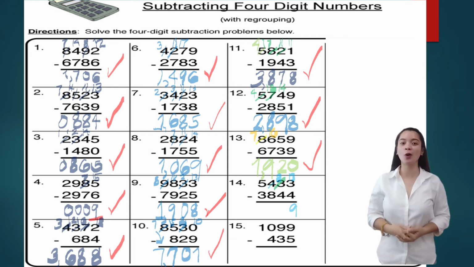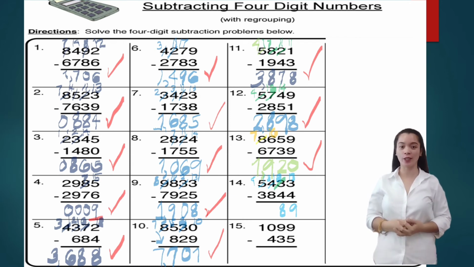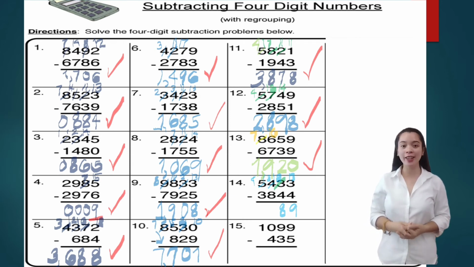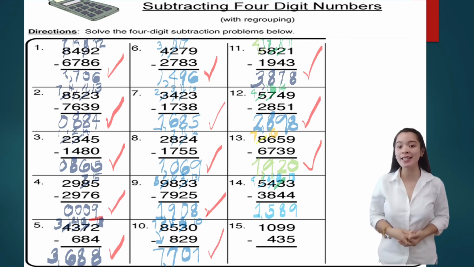Let's borrow again. 4 becomes 3 and 2 becomes 12. So 12 minus 4 equals 8. And 3 minus 8 cannot be. Let's borrow from 5. 5 becomes 4 and 3 becomes 13. 13 minus 8 equals 5. And 4 minus 3 equals 1. So we have the answer 1,589. Who got the correct answer? Okay, check your paper. Very good.